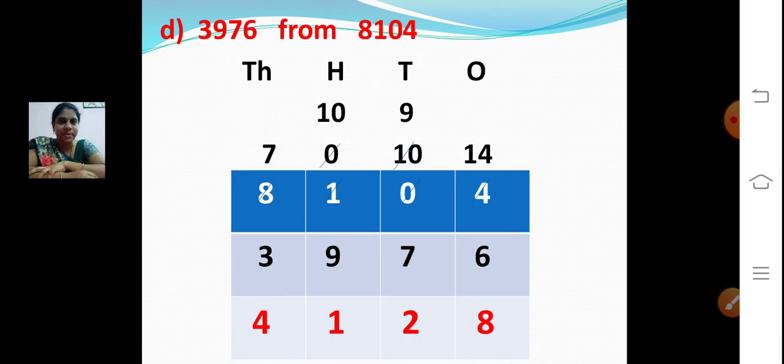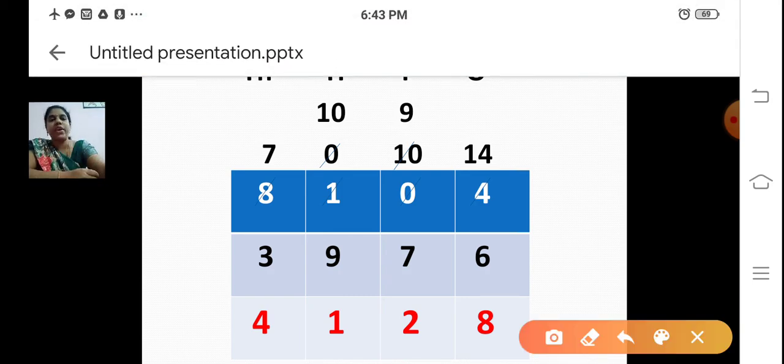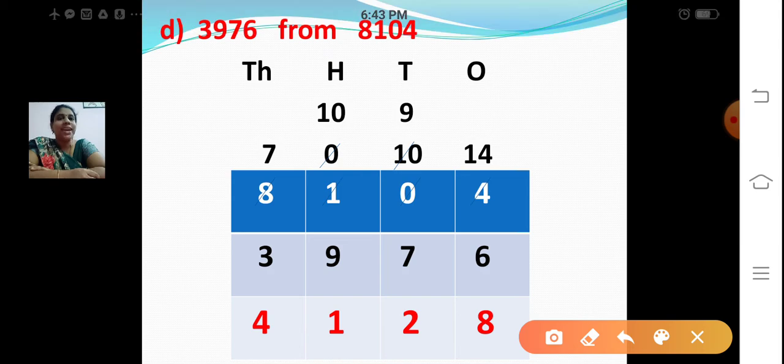Let's move on to the next sum. So we are going to subtract 3976 from which number? 8104. You're going to subtract 3976 from 8104. Let's subtract these two numbers. So what number will you write at the top now? 3976? No, you're going to write the minuend, right? 8104. So write that in the exact place.